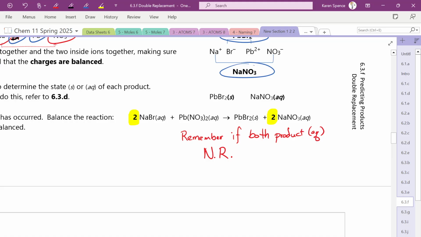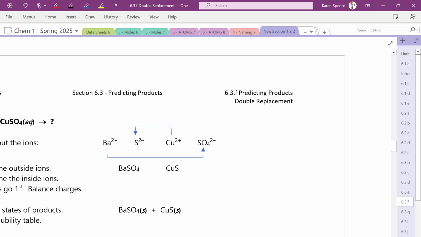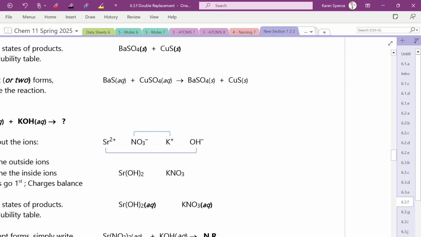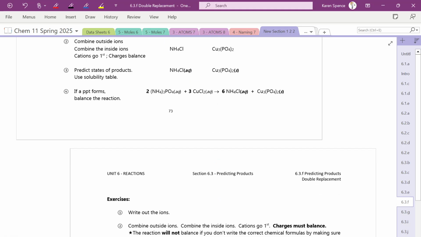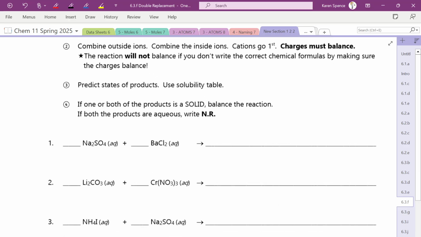There are a few more examples, but I think we've done lots of examples. If you want to take a look at them, feel free. There's like 3 more examples. All right, but there are some exercises here.